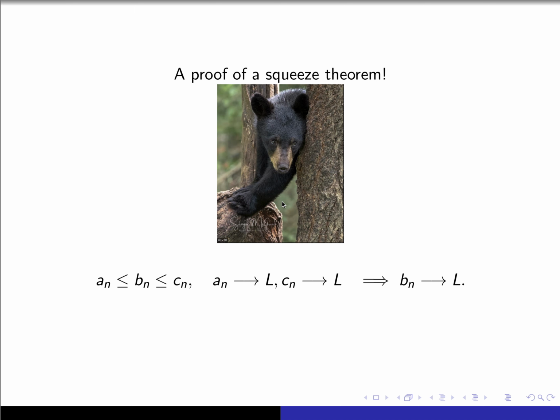Welcome back, and my voice is still not quite there, but I wanted to prove to you one of my favorite theorems in analysis. I was going to put this on homework, but it was so much fun I wanted to do it, and it's called the squeeze theorem.